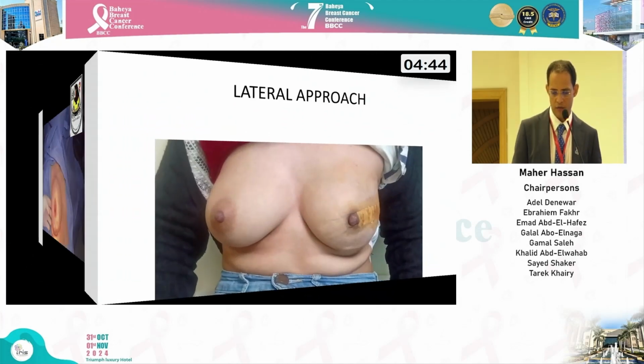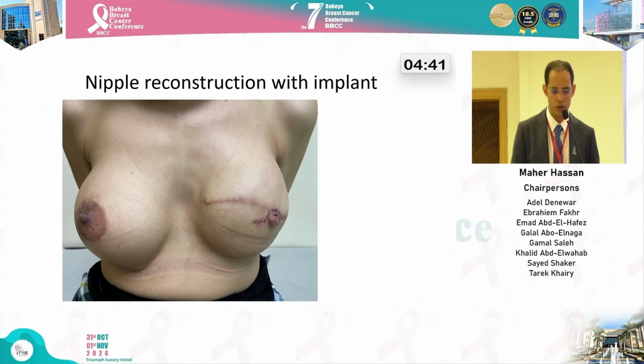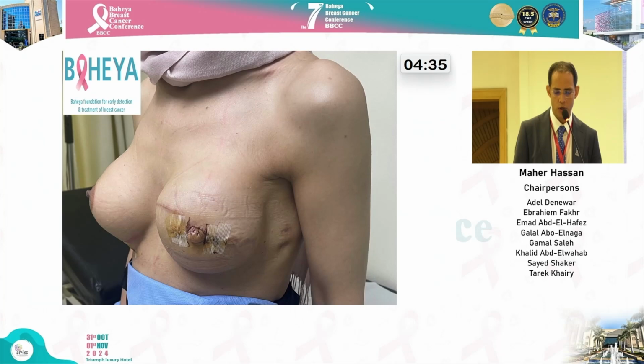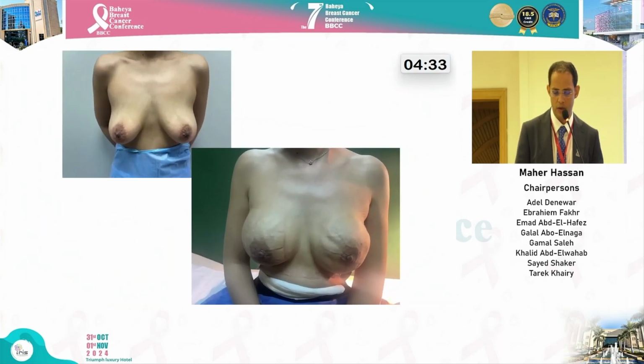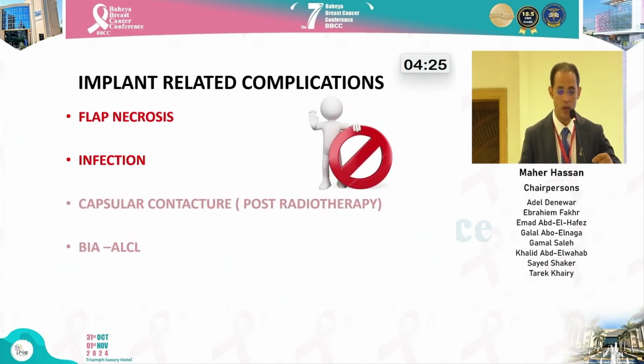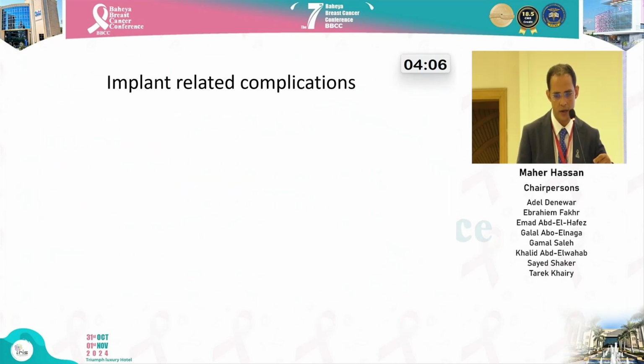And this is the final outcome, and you can go for many approaches, either after tissue expander or after lateral approach. And now, even with nipple sparing skin reducing, nipple sparing risk reducing surgery, you can use the same approach. But what about the complication? The most important and dangerous complications are flap necrosis, infection, capsular contracture, which is the most frequent, especially after radiation therapy, and breast implant associated anaplastic large cell lymphoma, which is very rare.